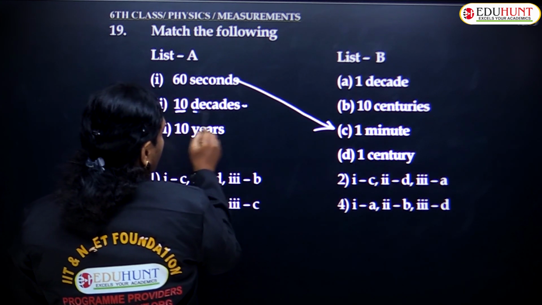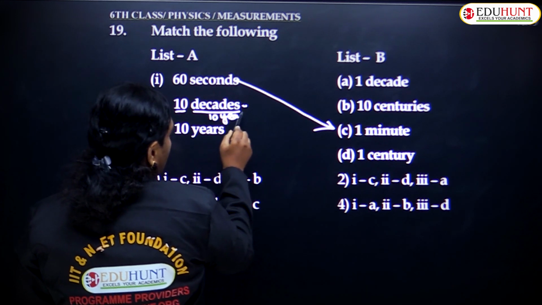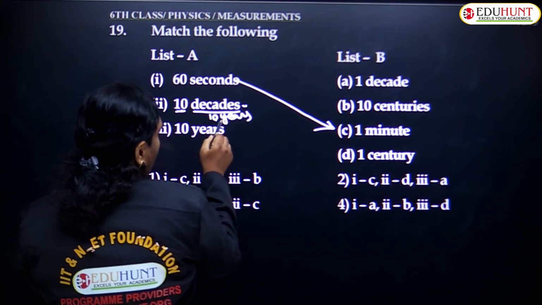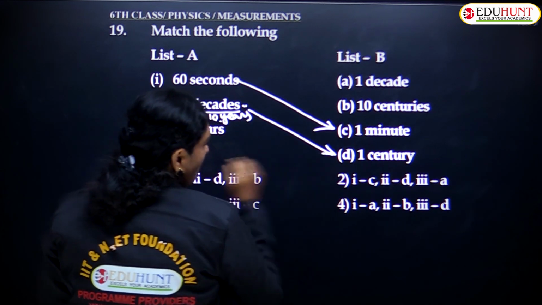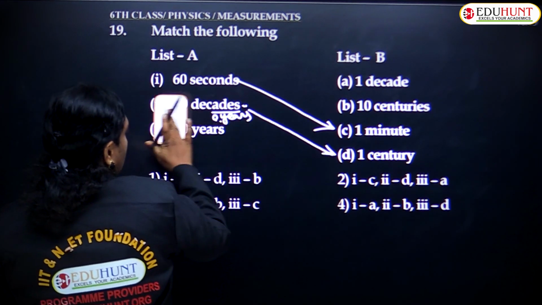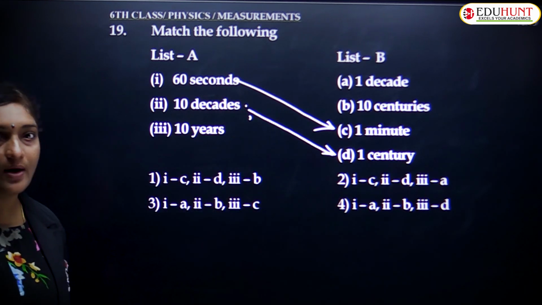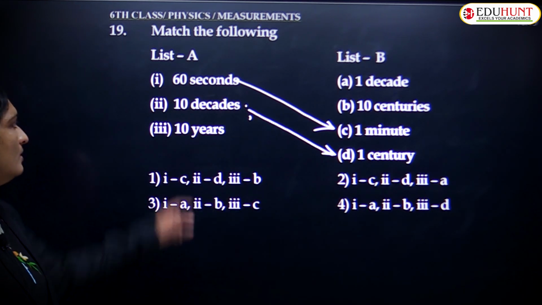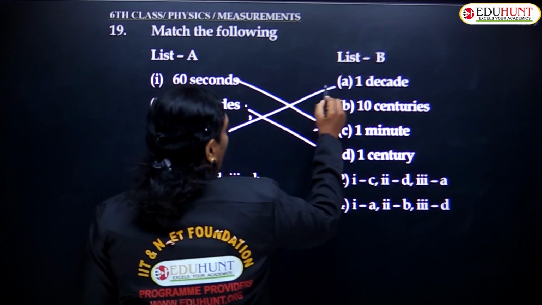A decade is again 10 years. This decade consists of 10 years. 10 into 10, 100, so totally 100 years. 100 years means how much? 1 century. 100 years means 1 century. 10 years is called a decade, as I just told you. 1 decade has 10 years. So 10 years is 1 decade.